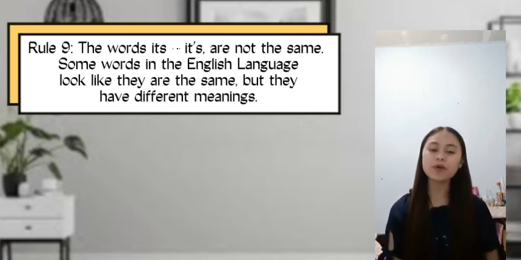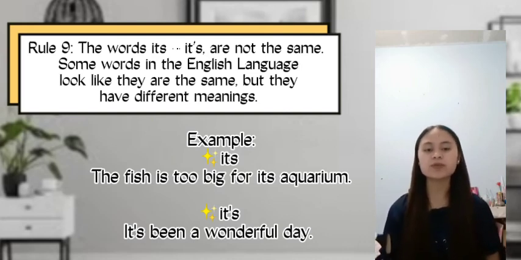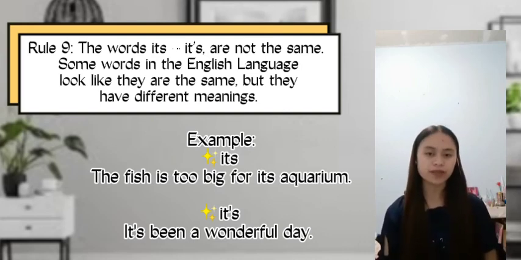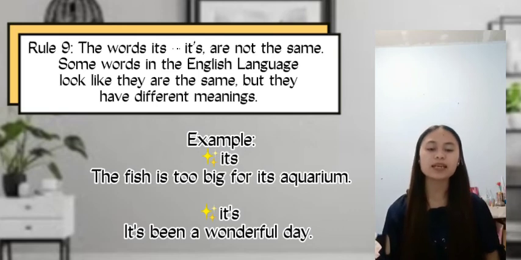So for example, the fish is too big for its aquarium. Another example is it's been a wonderful day, or it has been a wonderful day. It's been a wonderful day.